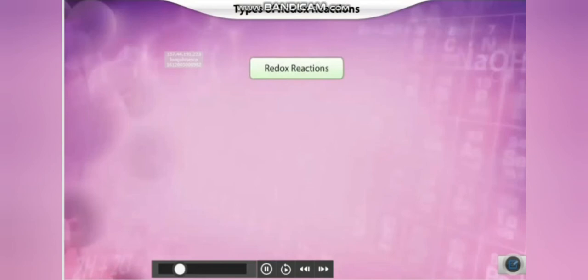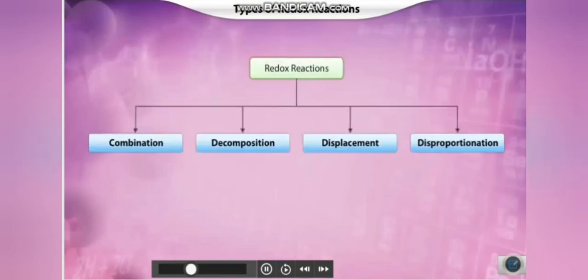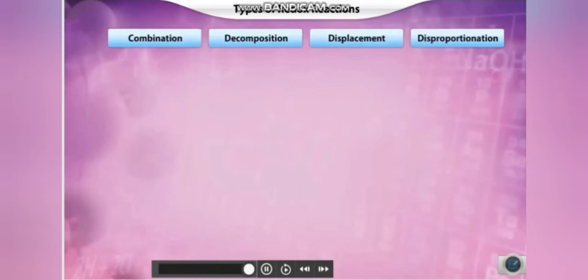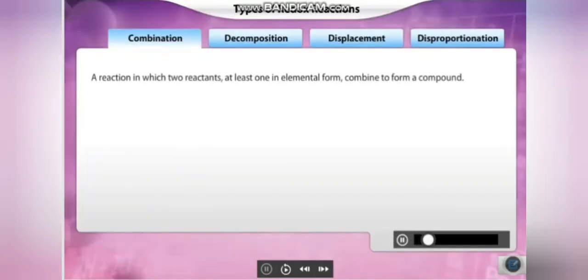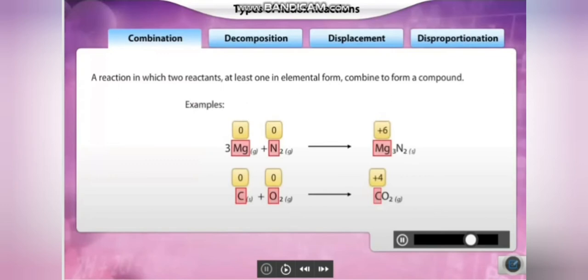Types of redox reactions. Redox reactions are of 4 types: combination, decomposition, displacement and disproportionation. Let us learn each of them one by one. Combination reaction. In a combination reaction, 2 reactants, at least one in elemental form, combine to form a compound. Let's take an example. All combustion reactions are combination reactions.